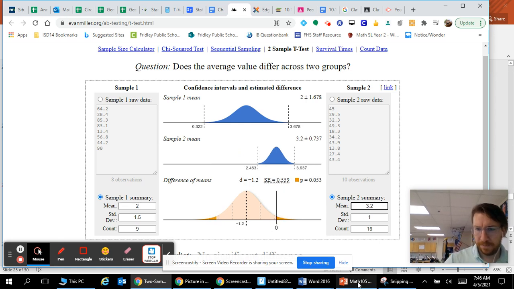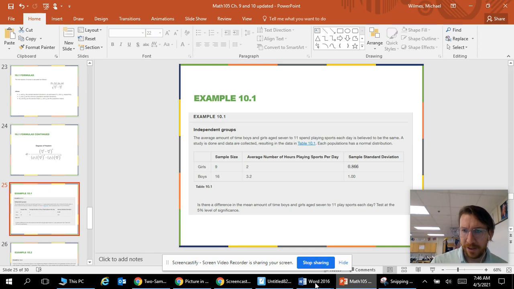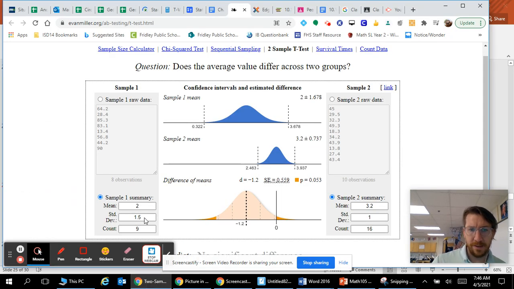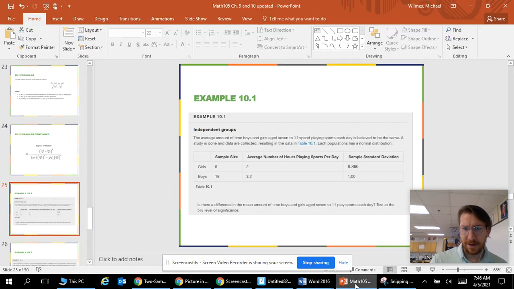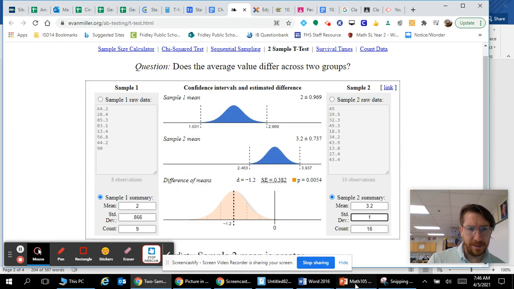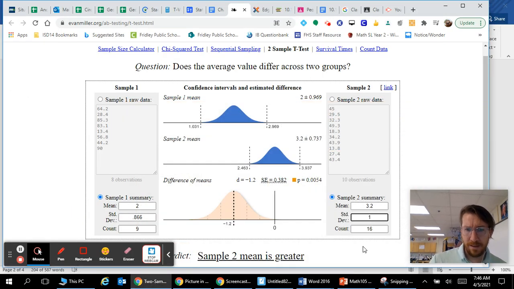All right. Standard deviation of 0.866. And that standard deviation was 1. Just going to go back in and make sure I have that correct. Okay, it looks good for the boys. It looks good for the girls. Okay, so I have all the correct information in.